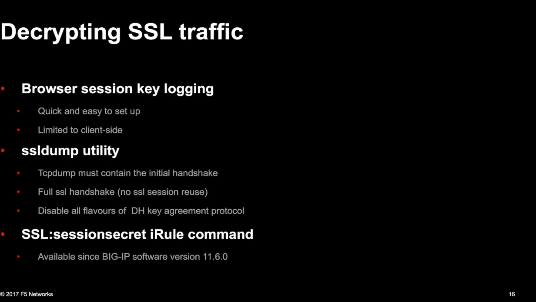And the third option, most commonly used now, starting since software version 11.6.0, is to use the SSL session secret iRule to log the pre-master secret of the session. The big advantage of this one is that you can also decrypt traffic on the server side without asking the customer to provide you with the key of the server to decrypt the traffic with ssldump.